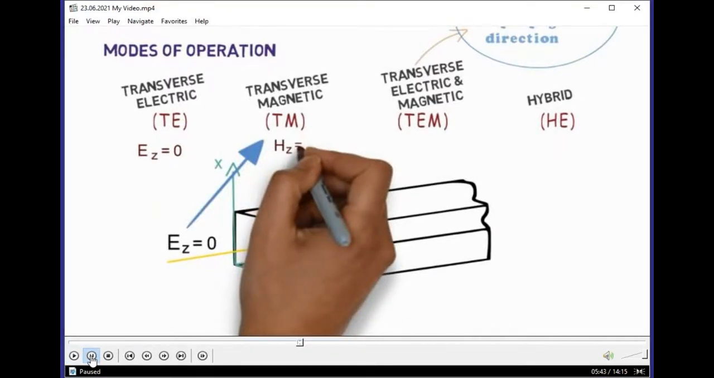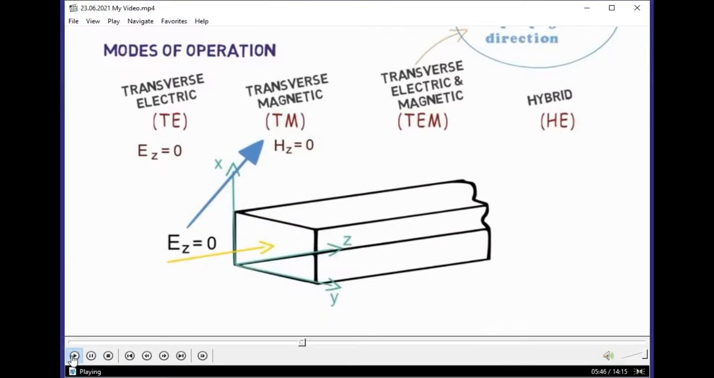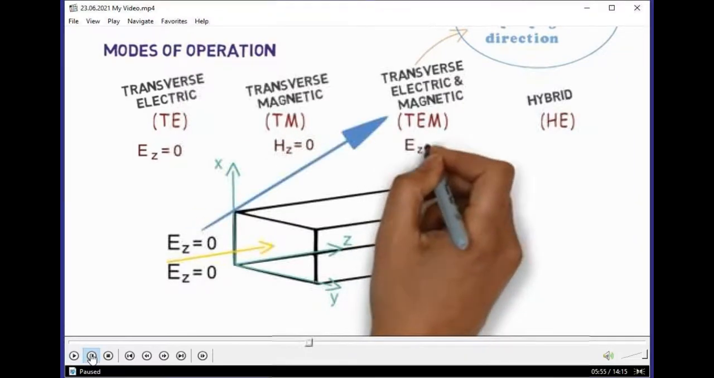In transverse magnetic mode, we also consider only the X and Y directions. So H in the Z direction is zero, the H vector for the magnetic mode. So H, Z should be zero. In TEM mode, when H is zero, E is also zero. Both fields being zero means this belongs to the transverse electric and magnetic mode.